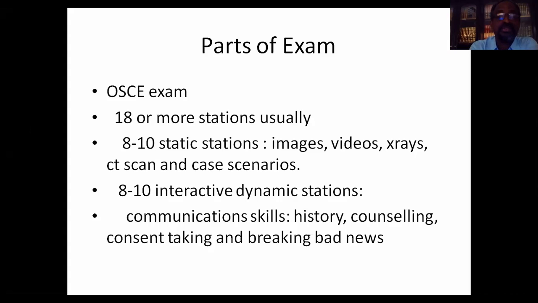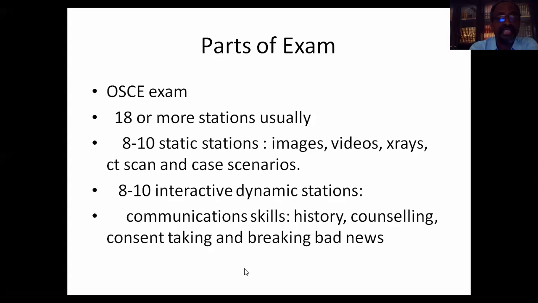So these are mainly the static stations, and the static stations are concerned with limited objectives. OSCE is objective structured clinical examination, so any station has objectives, but for the static stations the objectives are regarding knowledge and criticism. It is not assessing the skills actually.